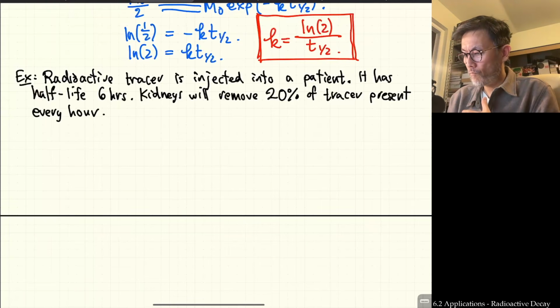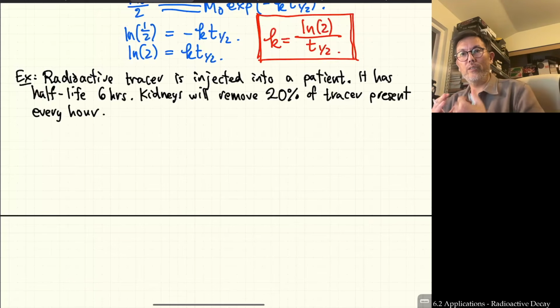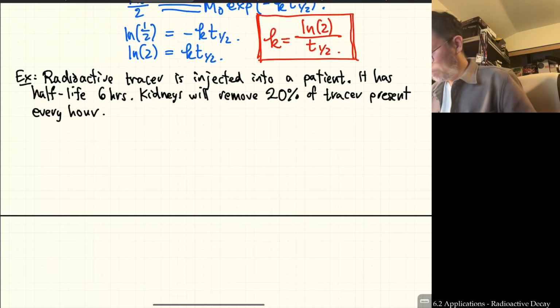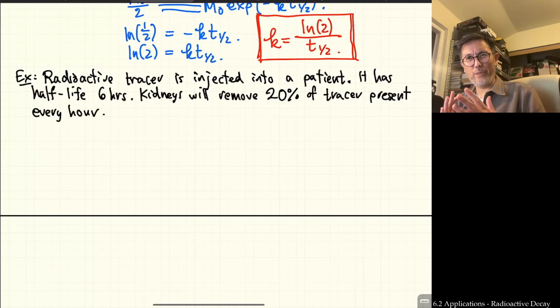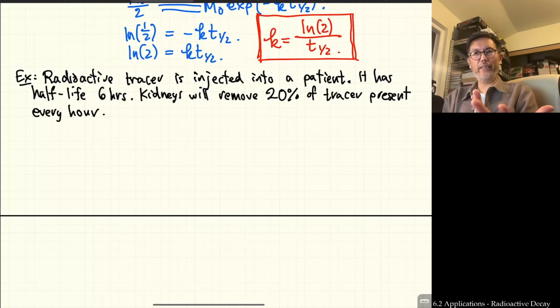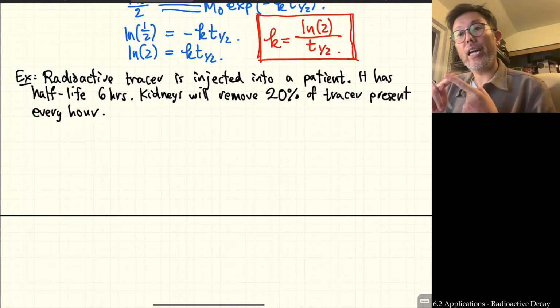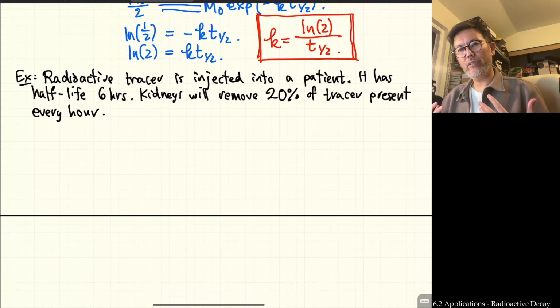Okay? All right, let's write down the differential equation. Let's write down the exponential decay equation for this particular situation. The thing that I want to say is that we have two processes happening here at the same time. So it's a little bit more complicated. I'm throwing this curveball at you because it's more realistic, okay? One is the radioactive decay process. The other is a more biological process that's happening in the kidneys.